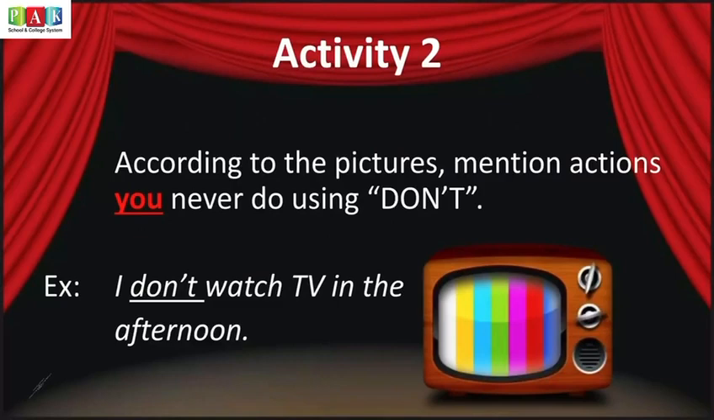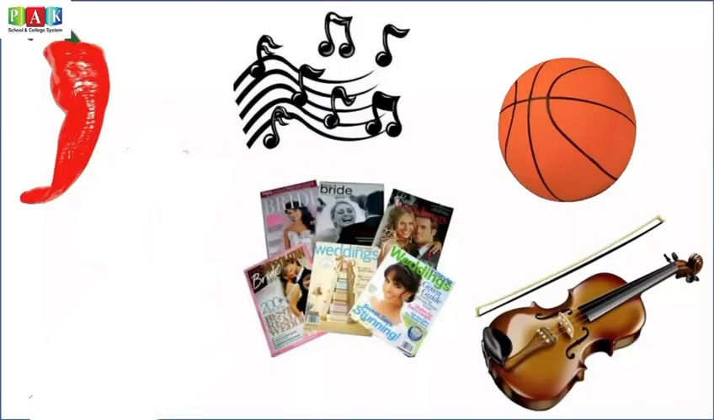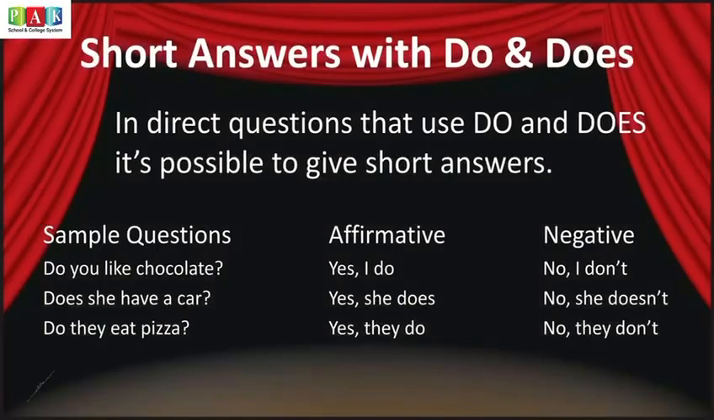Activity number 2. According to the pictures, mention actions you never do using don't. Example, I don't watch TV in the afternoon. In direct questions, we use do and does. It's possible to give short answers.